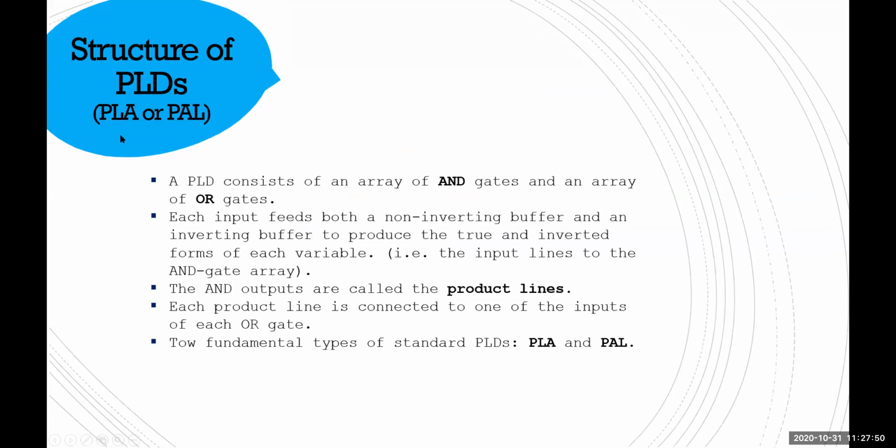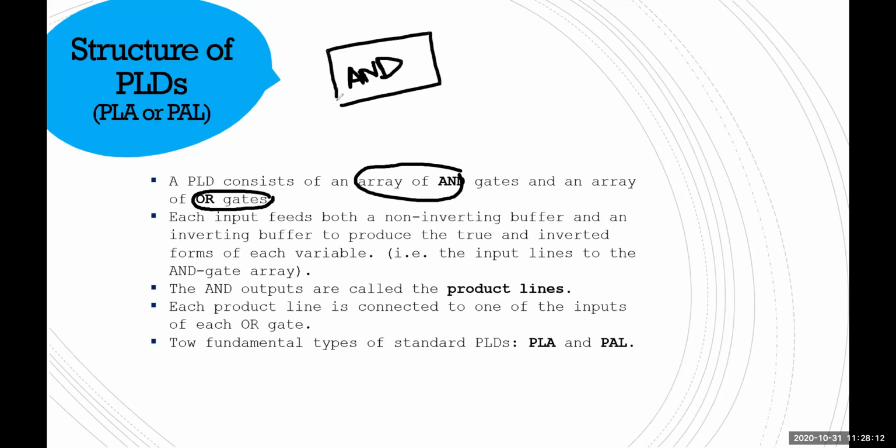Structure of PLDs, PLA or PAL. A PLD consists of an array of AND gates and an array of OR gates. That means you have two arrays: one is the array of AND gates, another one is the array of OR gates. That means you have two planes. One has AND gates on one side, and on the other side they have OR gates. Okay, so two planes are there.